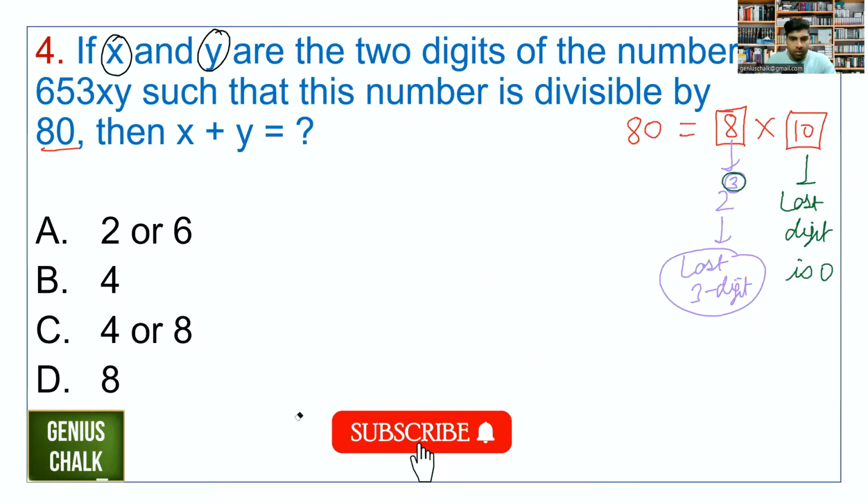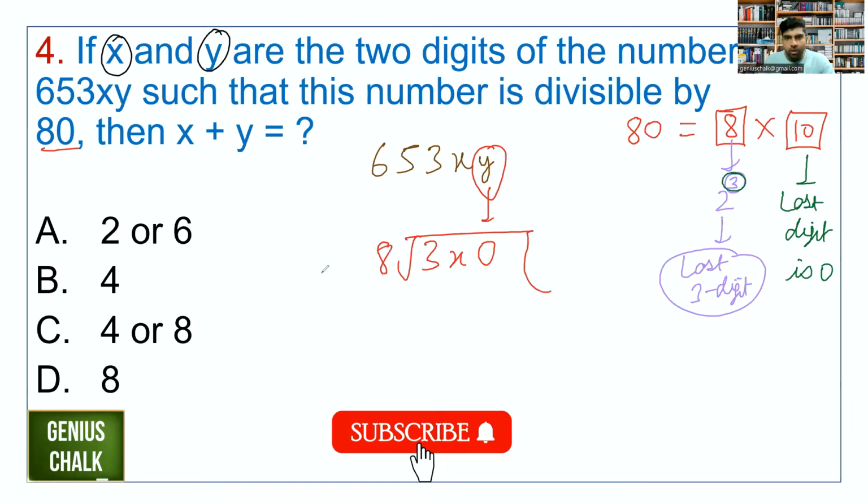All right. So first, write this number which is given over here. It is 653xy, divisible by 80, of course. So first check for 10. So this y has to be 0. Very clear, right? Okay, this is 0. So what is left? Now check with 8. So this number has to be divisible by 8.